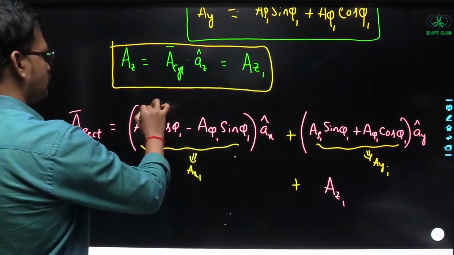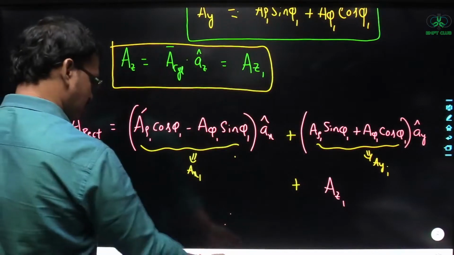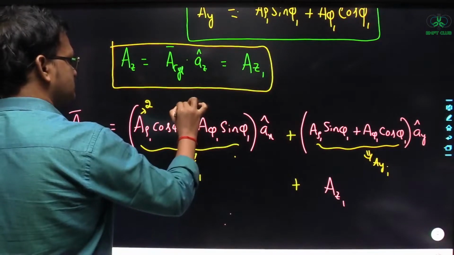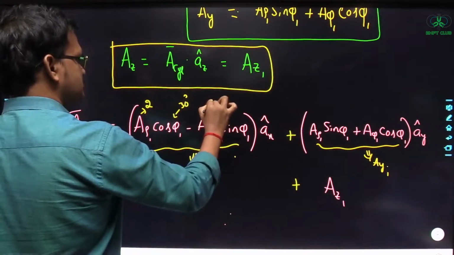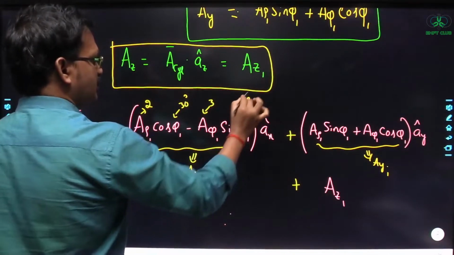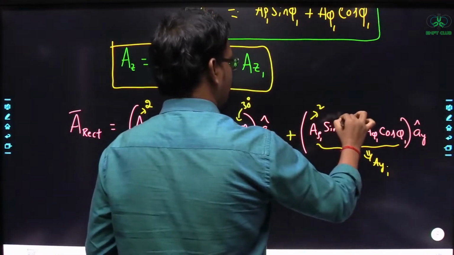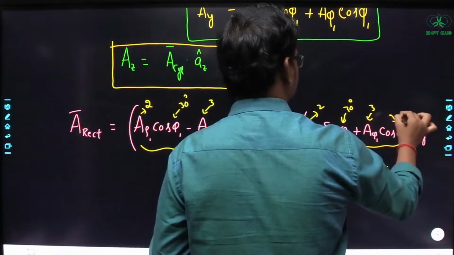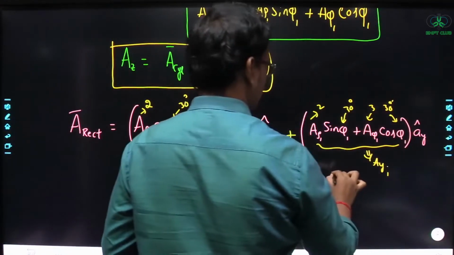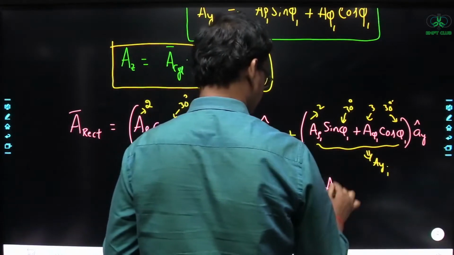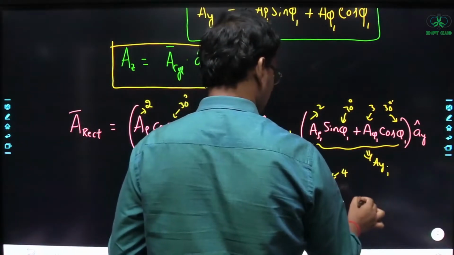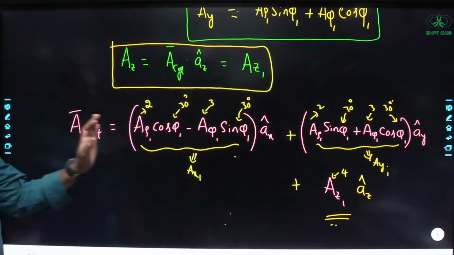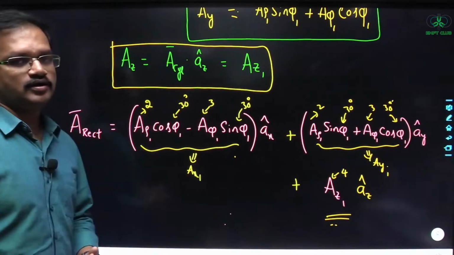So A rho 1, we know the value they have given here: A rho 1 is 2 and phi 1 is 30 degrees, A phi 1 is 3 and phi 1 is 30 degrees, and Az1 is 4. So Az1 is the Az cap, right? If you just substitute these values, you can convert that into rectangular coordinates, right?